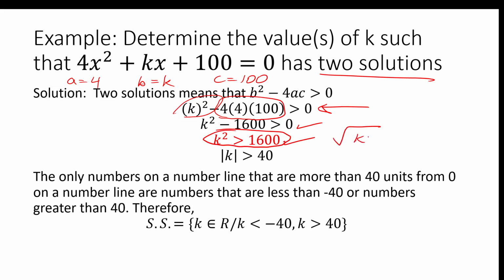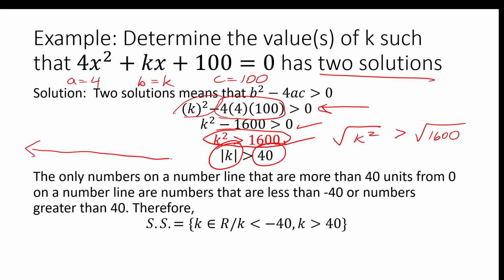We take the square root of the left-hand side and the square root of the right-hand side, remembering that the square root of k squared is the absolute value of k, and the square root of 1600 is 40. So the absolute value of k would have to be greater than 40.